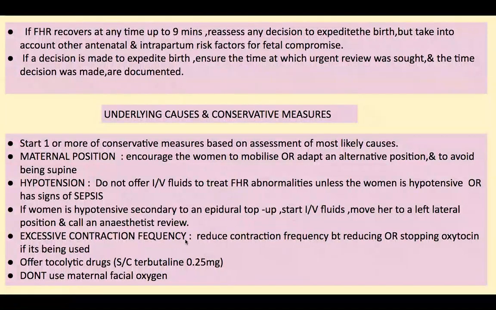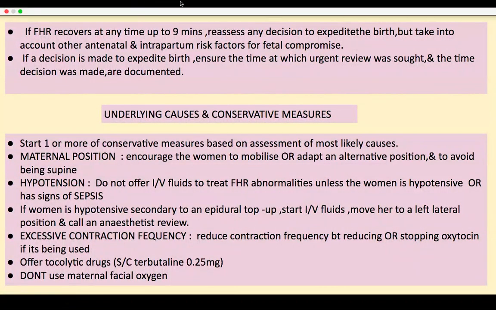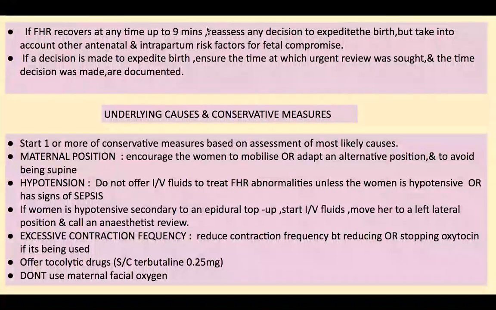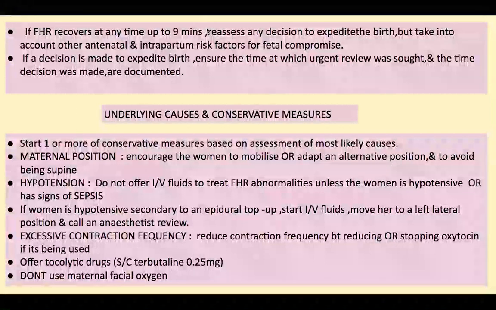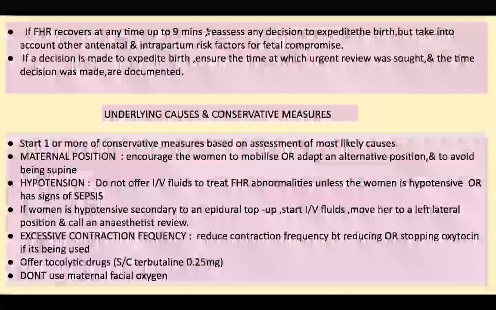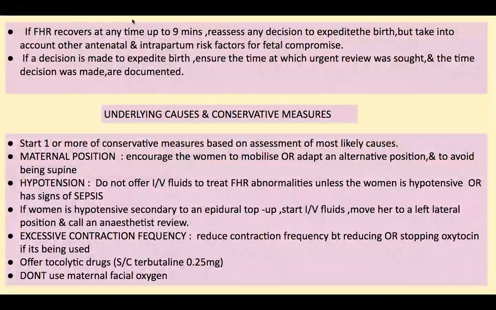Excessive contraction frequency: reduce contraction frequency by reducing or stopping the oxytocin if it is being used. Yes, if the contraction frequency is more, like you have already seen, 5 or more contractions, or a contraction lasting more than 2 minutes, then definitely you have to reduce the contraction frequency. How do you reduce it? By stopping the oxytocin if it is being used or by reducing it.